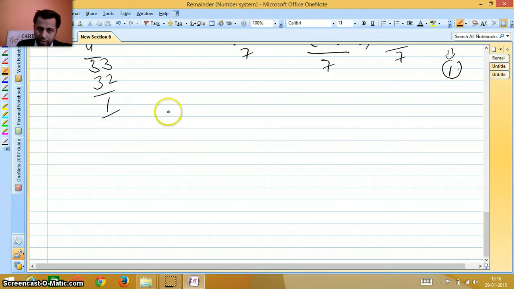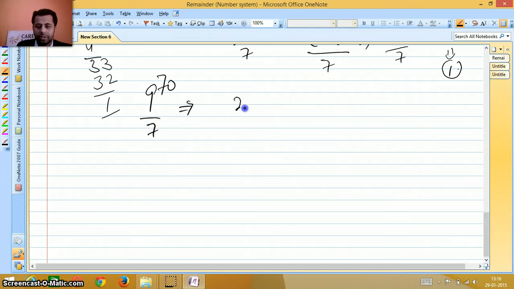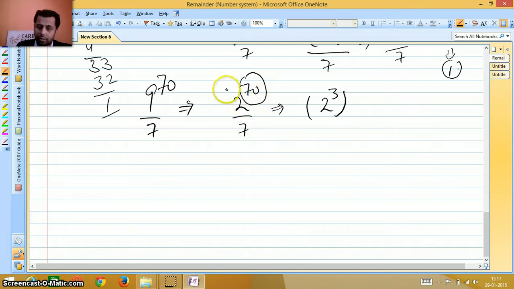Let's have another number. Let's say I have 9 raised to power 70 divided by 7 now. This would generate 2 raised to power 70 divided by 7. Now, if I make it 2 cube, I don't have a number which I can write here because 70 is not divisible by 3. In the previous question, 60 was here, 60 was divisible by 3. So we wrote 20 here, but we cannot write 20 here now because 70 is not divisible by 3.